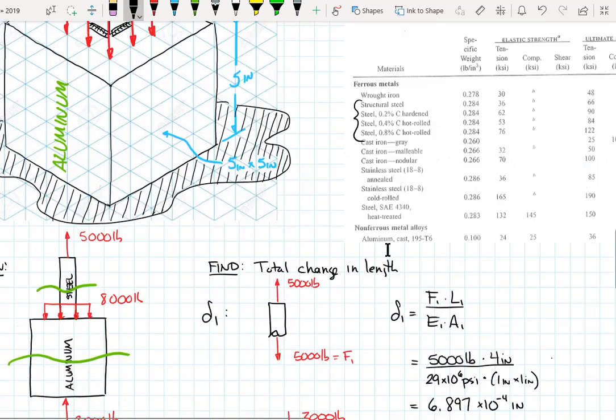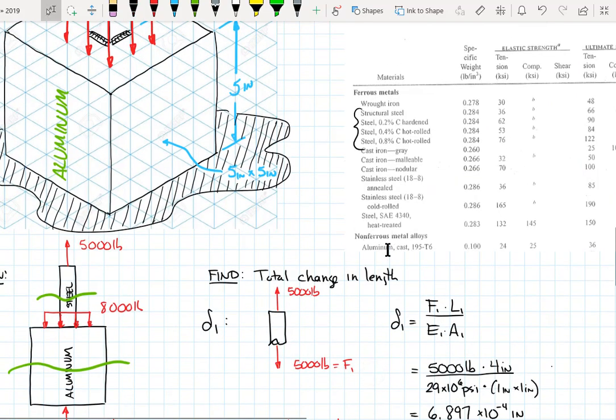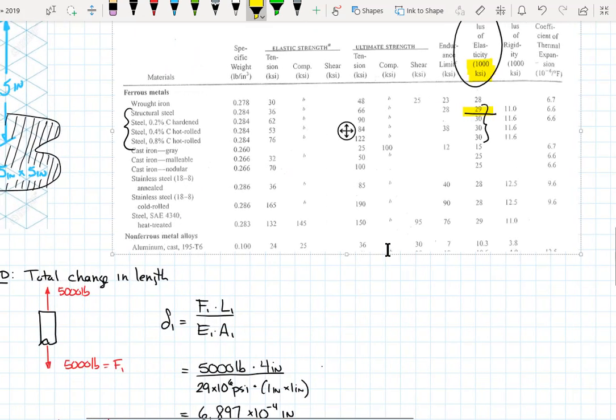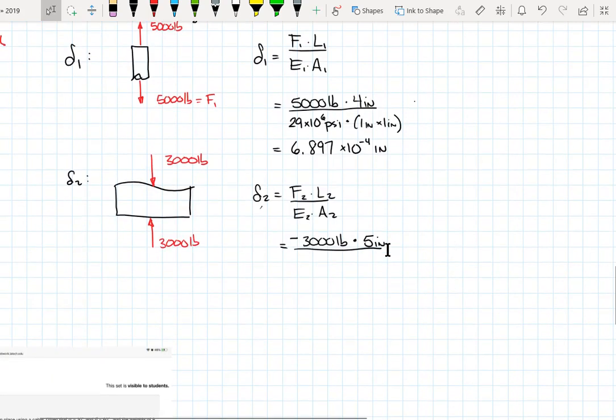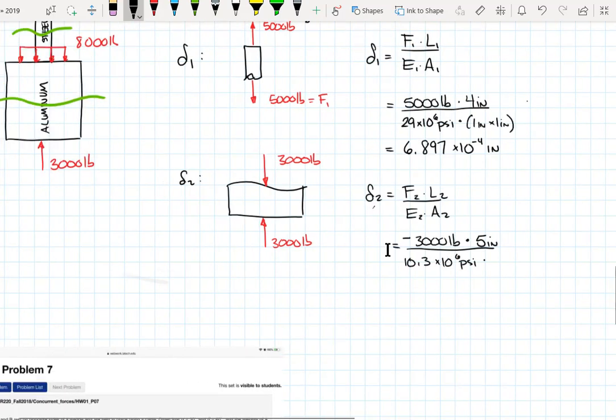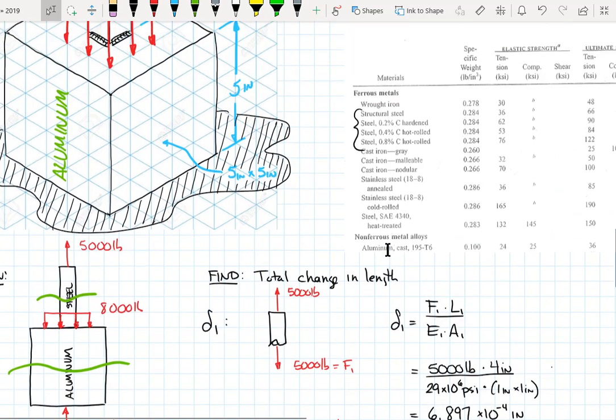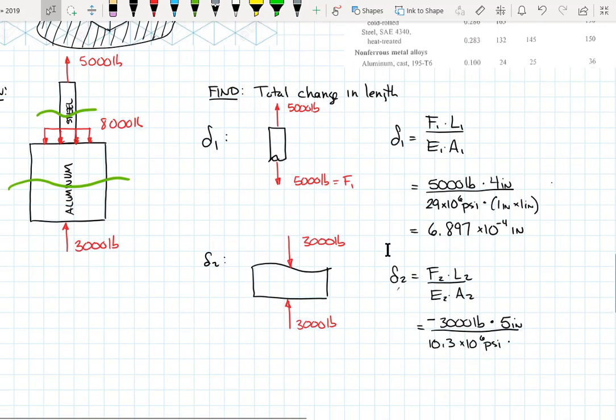It is given as aluminum, so we've got to go over here. I have one aluminum in the chart here. I have cast aluminum. There are other aluminums. Same deal with the steel where we had multiple and we had to figure out which one. On an exam problem or a web work problem, you're given a very specific one. We'll just use this one that says 10.3 million PSI. So that's 10.3 times 10 to the 6 to get to a million. And then it has a cross-sectional area of 5 inches by 5 inches. So it's much larger.